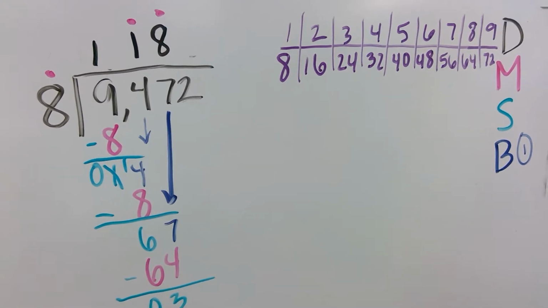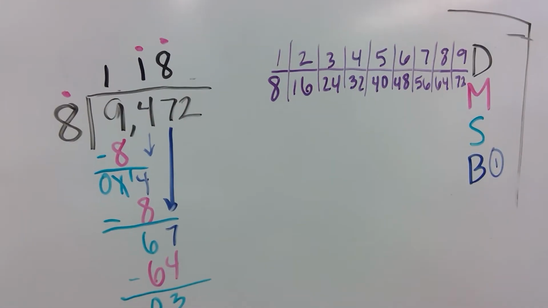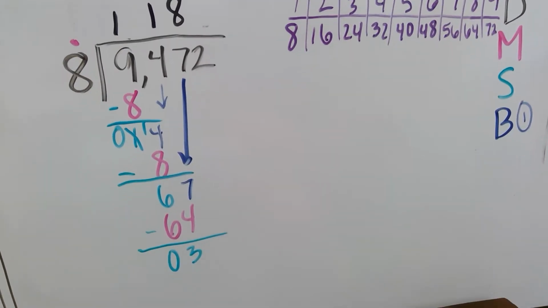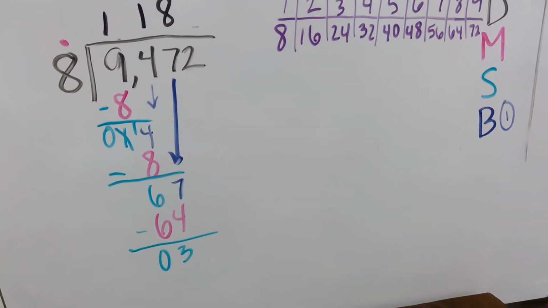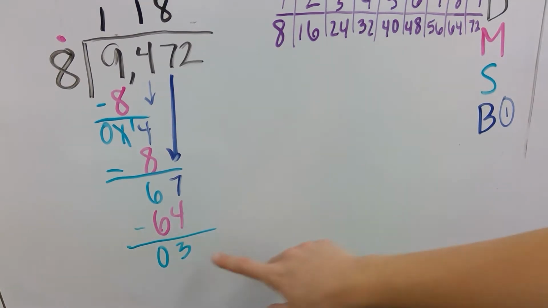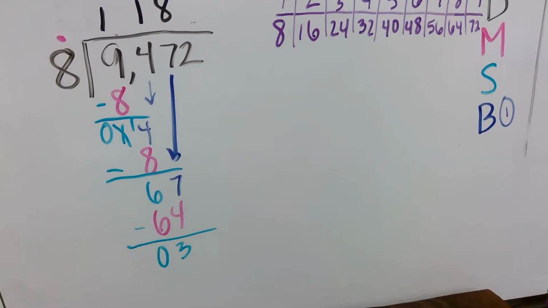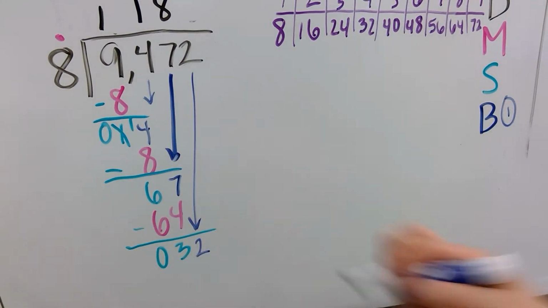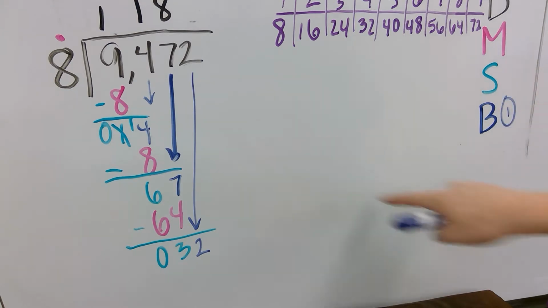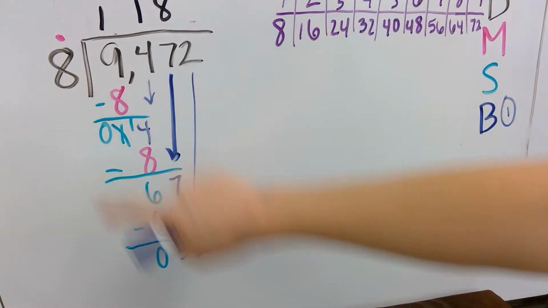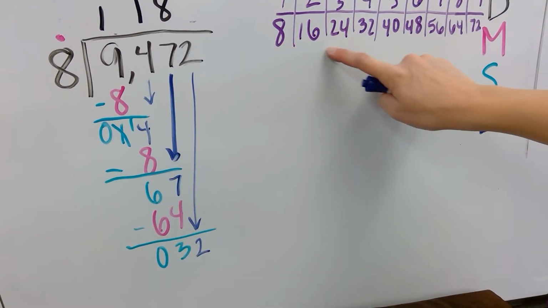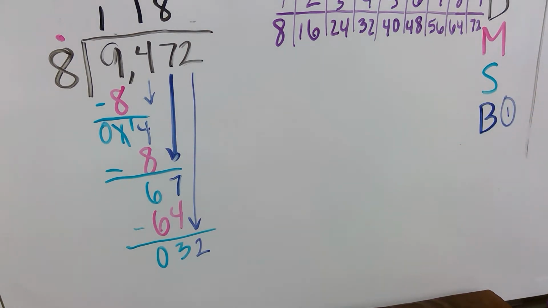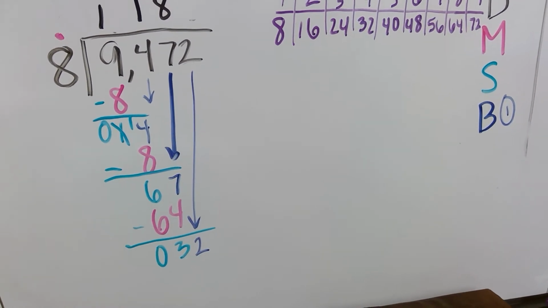Let me back this up a little bit. Sorry about that. All right. So I subtracted and I got 3. Now I need to bring down one number, which is 2. I brought a number down, so I have to start my steps all over again. How many times can 8 go into 32 without going over? So I look, and it's 4 times.